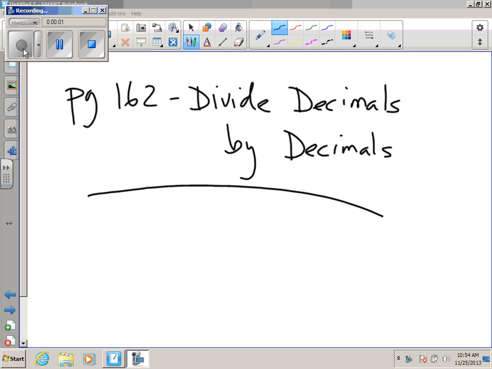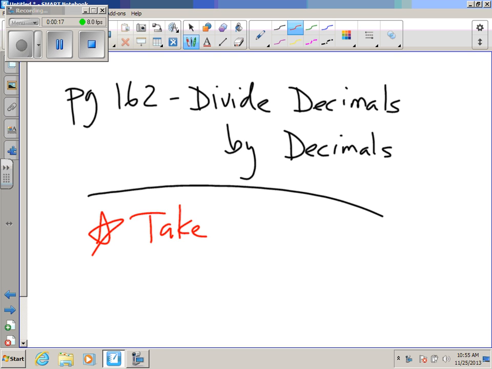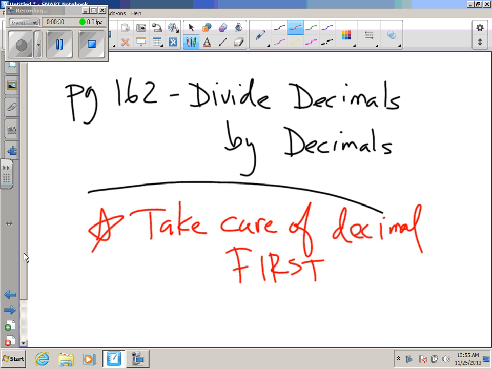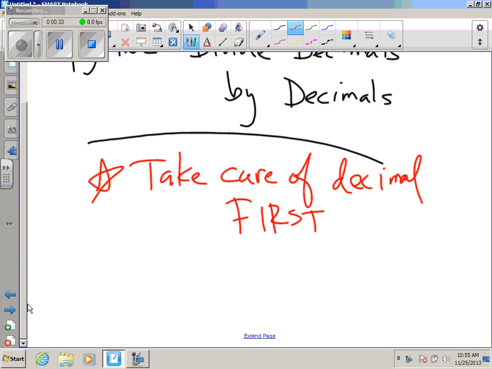Decimals by decimals, page 162. When dividing, we always take care of the decimal first. It's always our first priority. Okay? And if we are dividing by a whole number, which we have been doing up until this point, all we had to do is just take that decimal straight up and just put it in its right place.